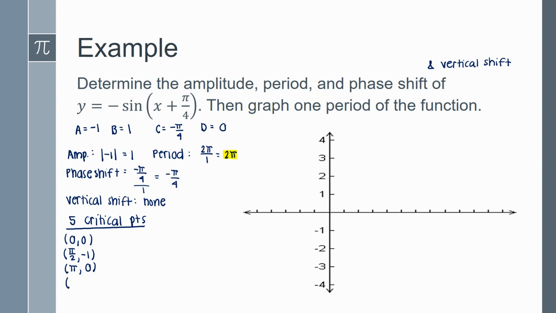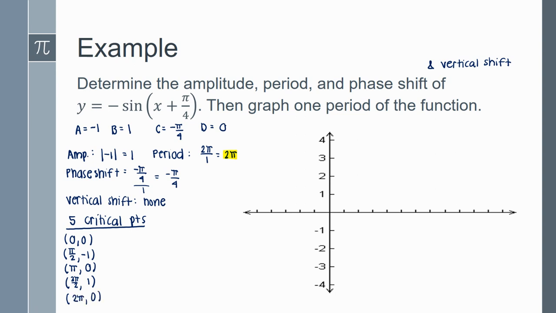Then I want 3/4 of the period. So 3/4 of 2 pi is going to be 3 pi over 2. And then I want the opposite of a. So if a is negative 1, the opposite would be positive 1. And then I want the full period, which is 2 pi, and we're back at 0.